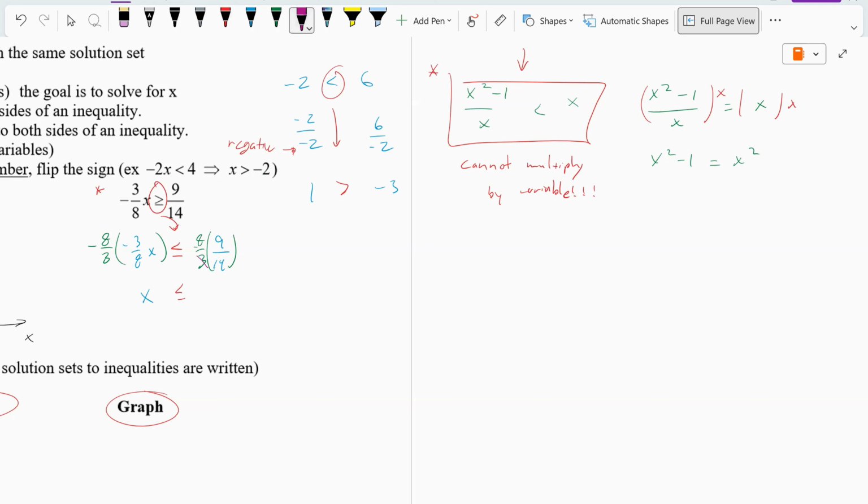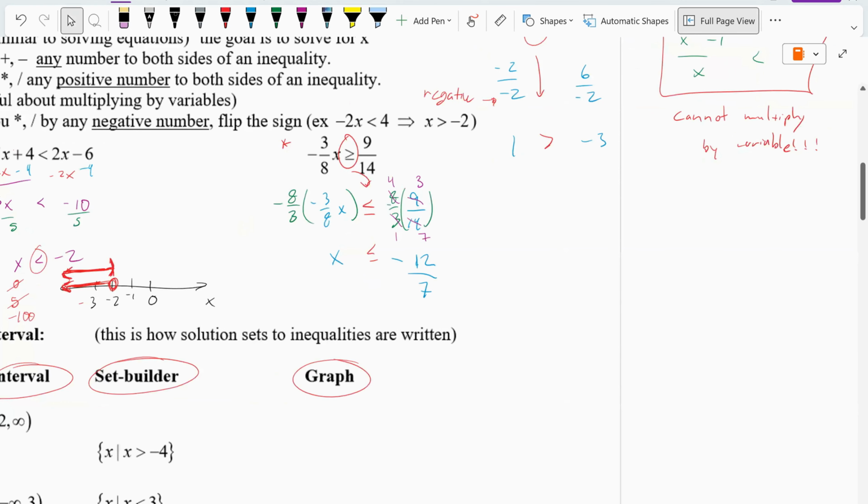Let's reduce it. 3 goes into 9, how many times? And 8 and 14 have a common factor of what? 2. So 8 divided by 2 is 4. 14 divided by 2 is 7. Negative times positive is negative. 4 times 3 is 12. 1 times 7 is 7.